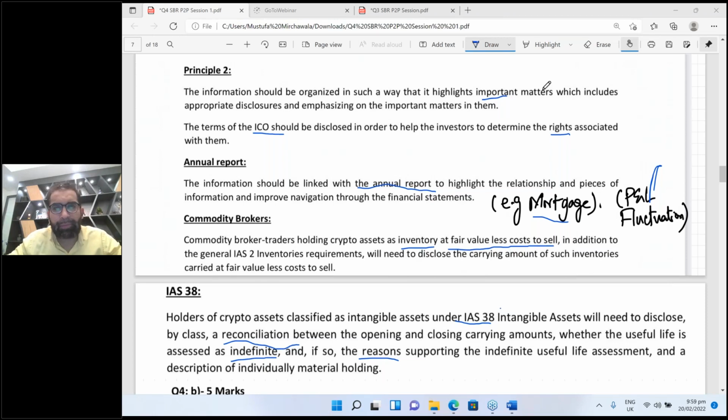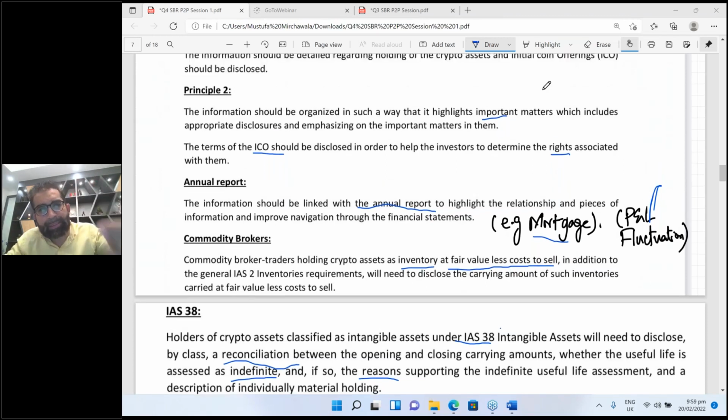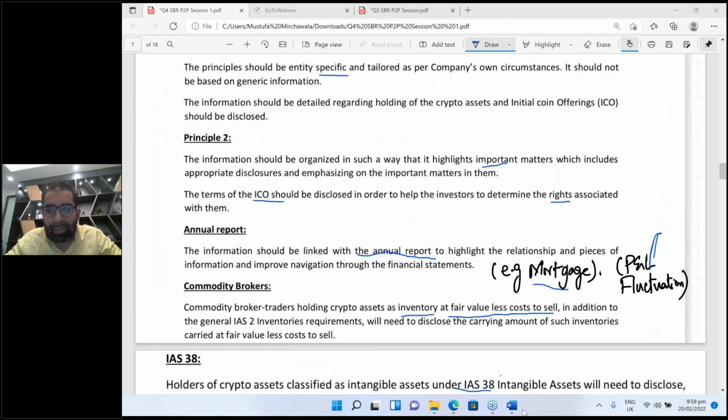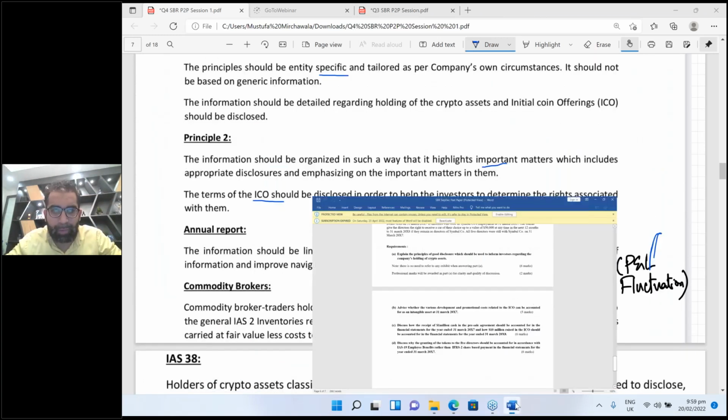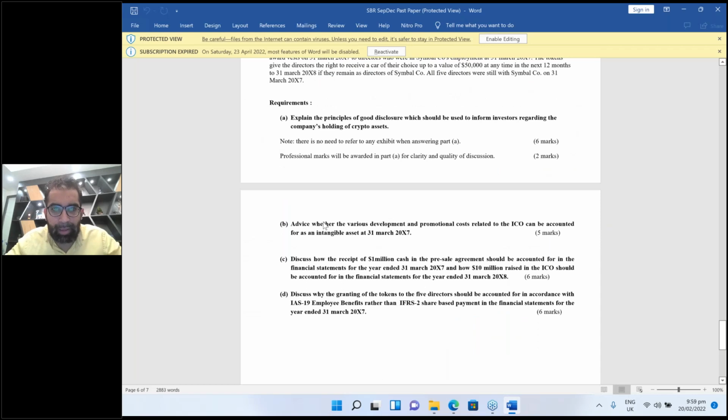Now, the next requirement. We have already discussed the second requirement. See, this is the requirement: advise whether the various development and promotional costs related to the ICO can be accounted for as an intangible asset.